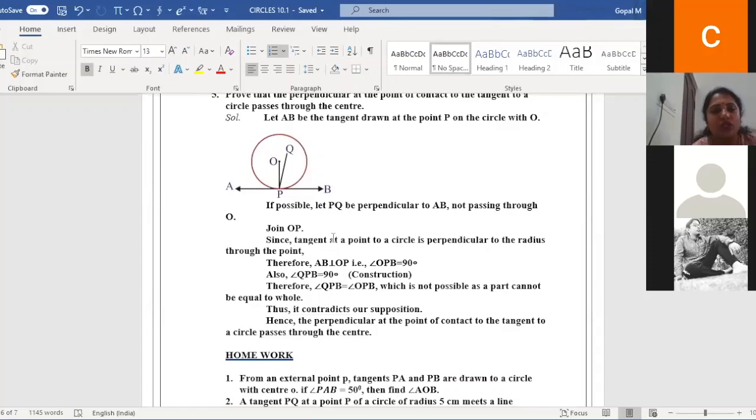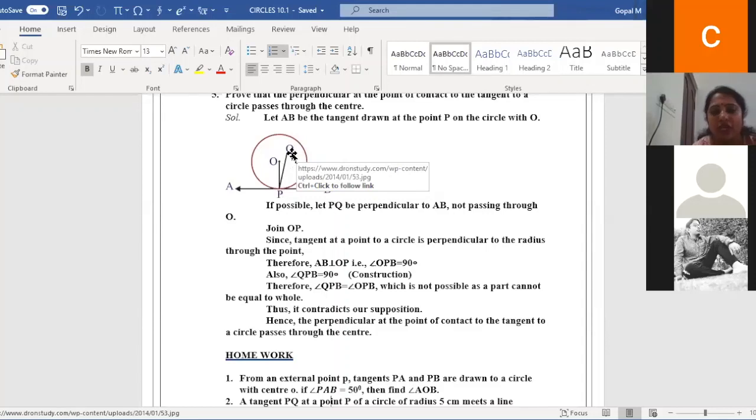So according to the construction, we are taking QPB is also 90 degrees. This QPB equal to 90 degrees is just an assumption. Am I clear? So therefore, this angle QPB and also OPB both are 90. From the center to the tangent is 90, from theorem 10.1, which we have already learnt.